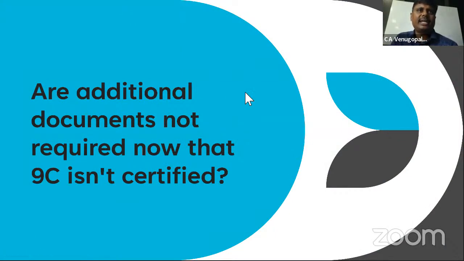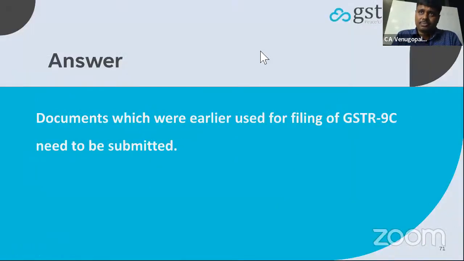Then are there any additional documents that are required now since that 9C is not certified? Even though 9C is not certified, there is the option to submit the additional document. What is the additional document? Table 8 reconciliation. Reconciliation between 2A versus 3B can still be uploaded by the taxpayer.